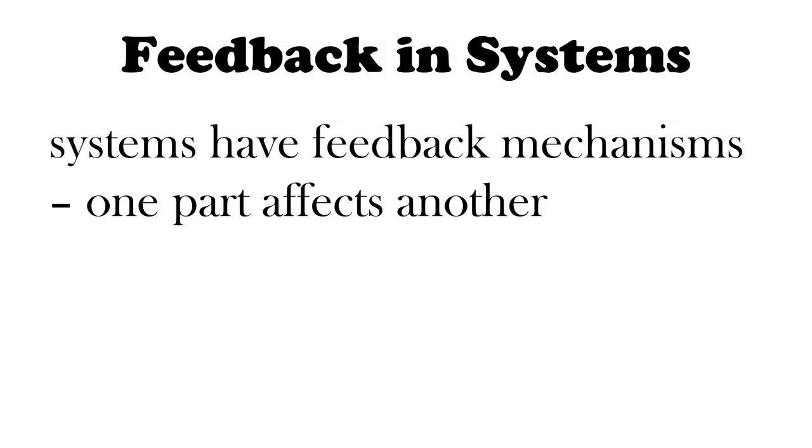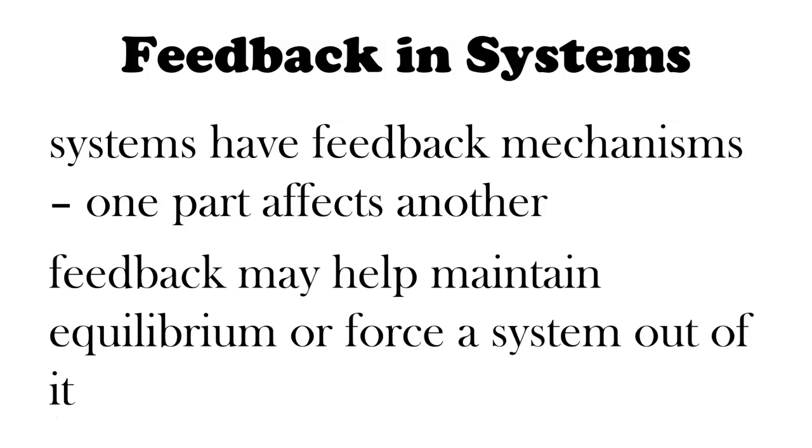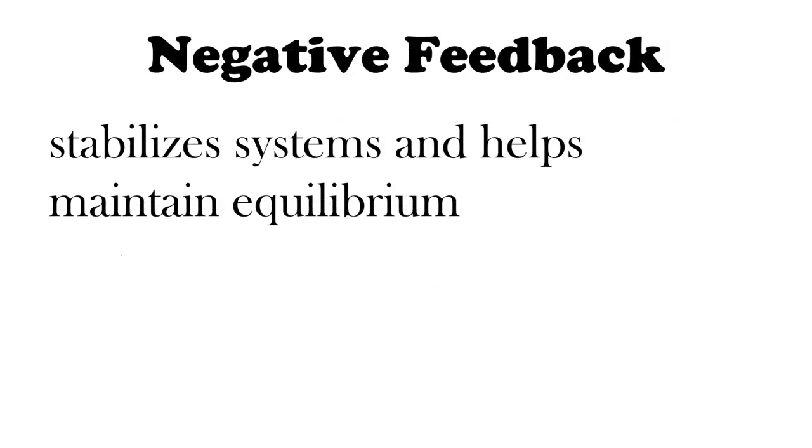So systems have feedback mechanisms that occur as the components within a system affect the other components. This feedback can help maintain equilibrium within a system and cause that equilibrium to stabilize, or it could force a system out of equilibrium and cause it to become unstable. The first type of feedback here is negative feedback. This is feedback that tends to stabilize systems and it helps to maintain the equilibrium of that system.